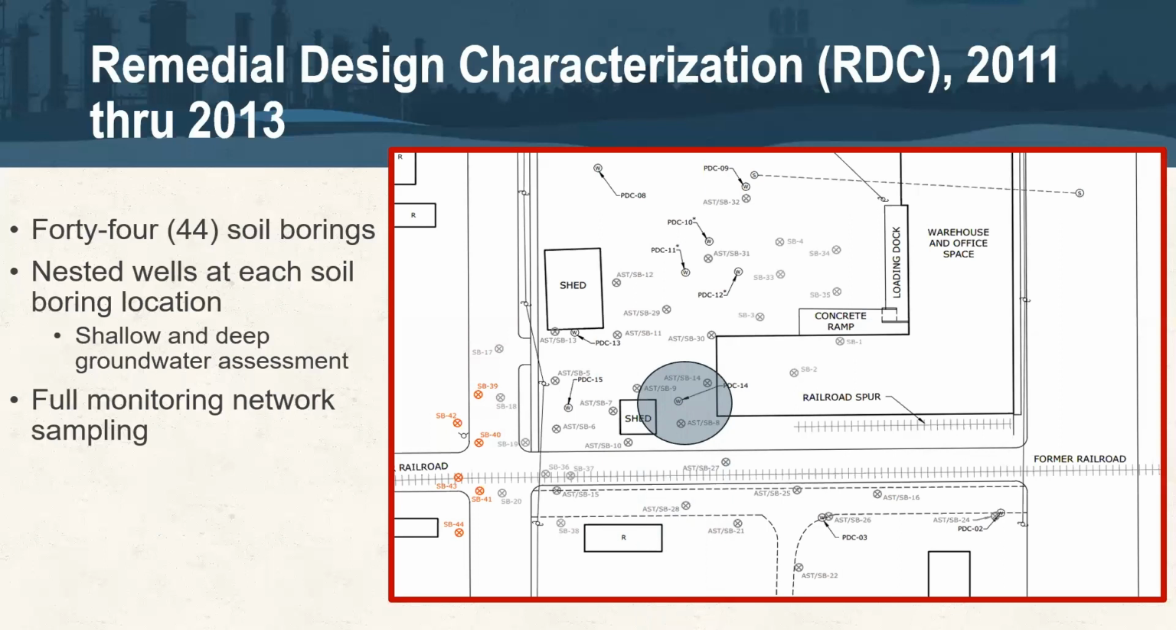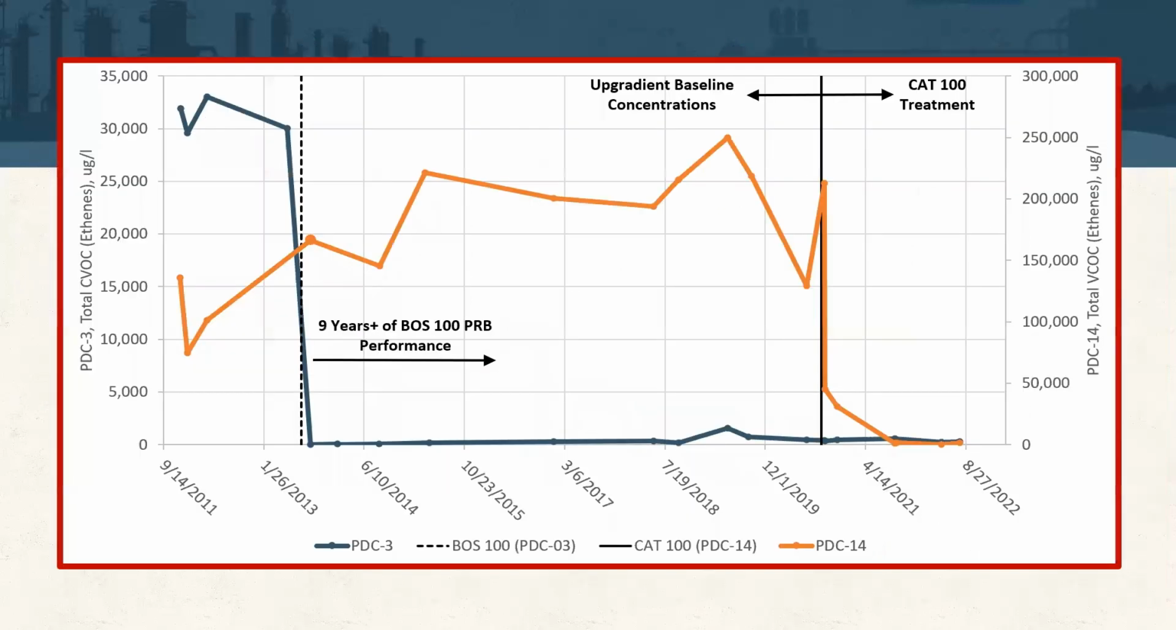So we're going to talk about two different areas: PDC 14, which is close to the source area, and PDC 3, which is down gradient. That's where the BOS 100 was applied, and PDC 14 was where the CAT 100 was applied. So let me walk you through this.